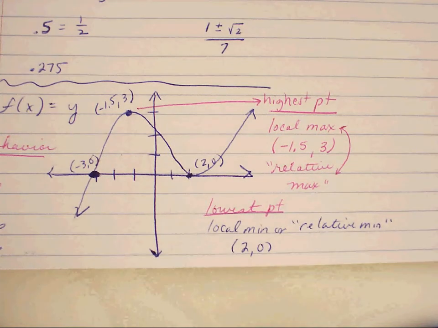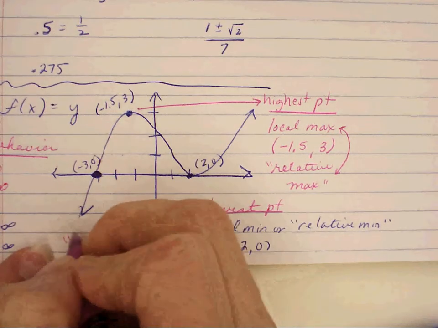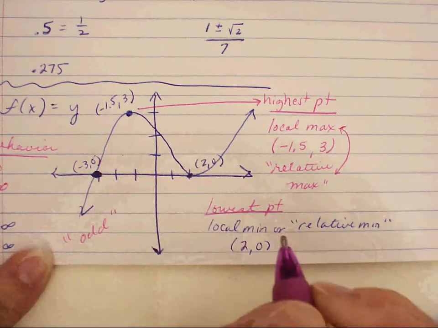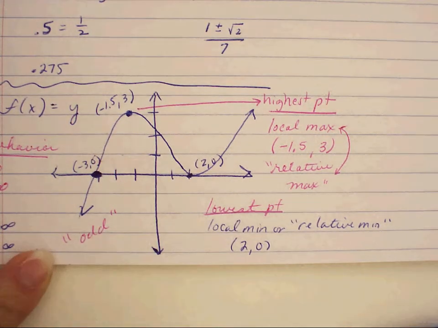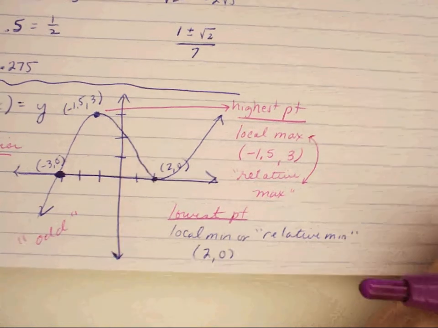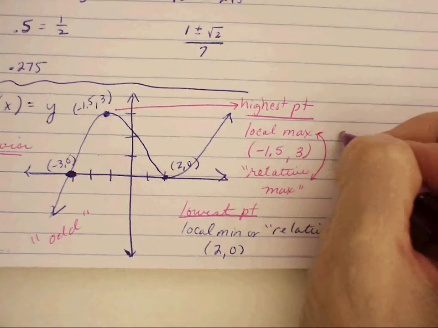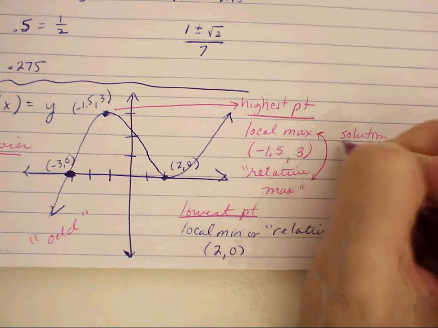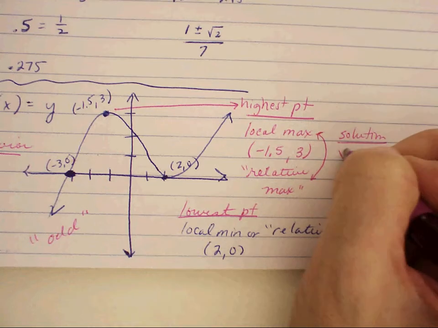It could be a cubic, a fifth, a seventh, or a ninth. How do I know that? Because it's odd. Good. One arm up, one arm down. It has to be an odd degree. This particular one is a cubic.